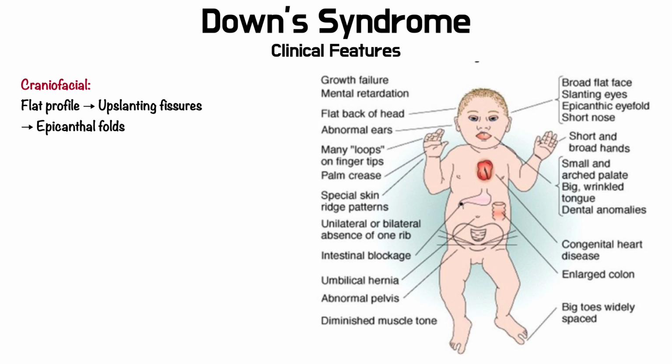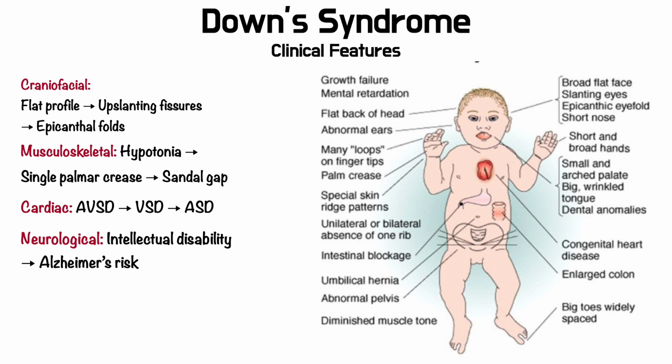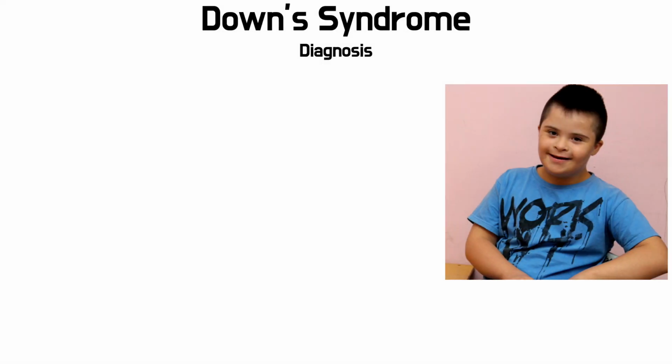The first one that you have to remember is craniofacial: there is a flat profile, upslanting features, and epicanthal folds, right? The other one is musculoskeletal: hypotonia happens, and a single palmar crease, and a sandal gap. Cardiac is AVSD, then VSD, then ASD. These are congenital heart defects, that is holes in the heart. Neurological is that there will be intellectual disability, which in later life leads to increased risk of Alzheimer's disease. Brushfield spots are seen in the eyes, and hypothyroidism also occurs.